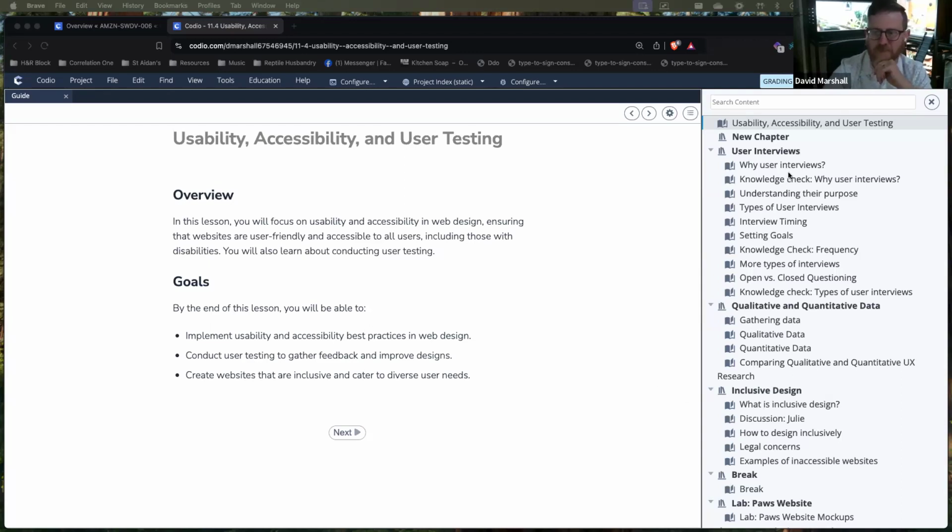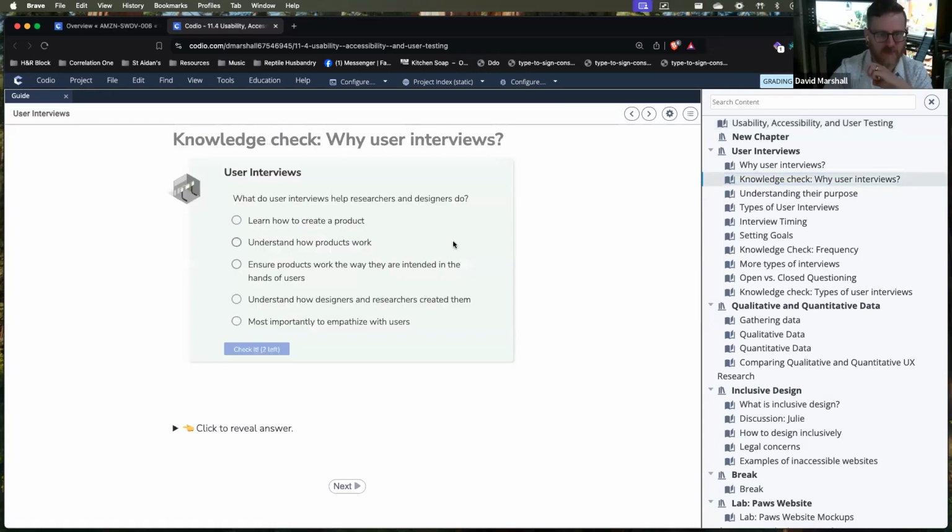So, we've already talked about this, right? And sometimes I think it's easier to think about things when it's not on the screen. It forces us to use our brain in a different way. So with this knowledge check, why user interviews, it says either learn how to create a product, understand how products work, ensure products work the way they are intended in the hands of users, understand how designers and research created them, and most importantly, to empathize with users. I think we would agree it's going to be this one in the middle, making sure things are working as expected.